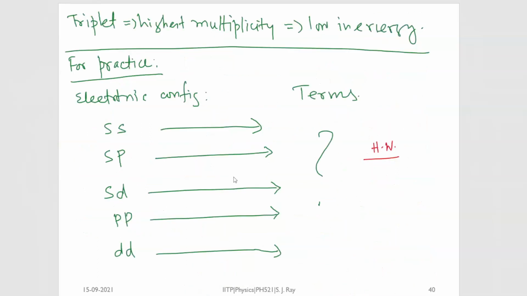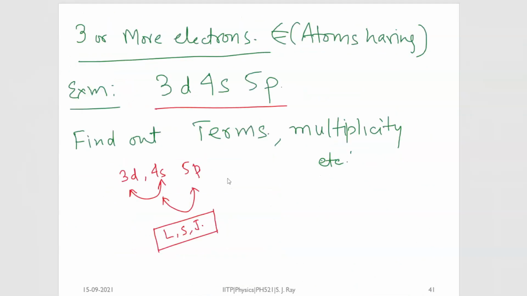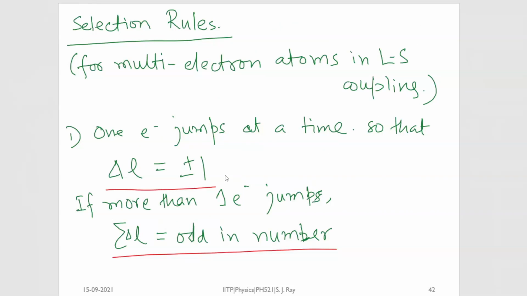Then I asked you to do some examples at home. Next, we discussed systems with three or more optical electrons. In that case, you can actually do it.